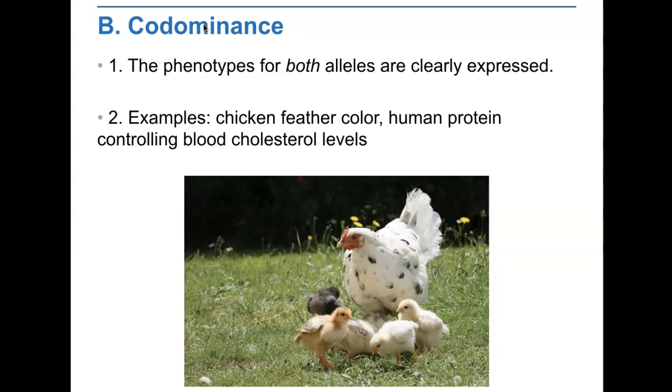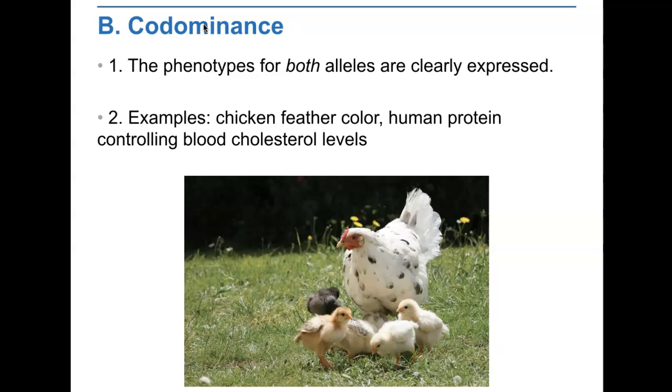A similar situation arises from codominance. Codominance is a situation in which the phenotypes produced by both alleles are clearly expressed. For example, in certain varieties of chickens, the allele for black feathers is codominant with the allele for white feathers. Heterozygous chickens have a color described as erminette. This is speckled with black and white feathers.